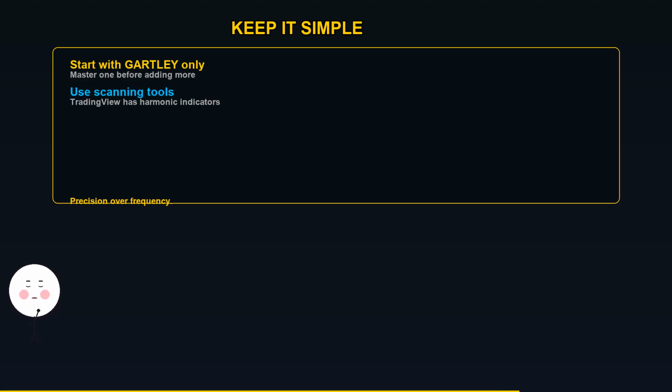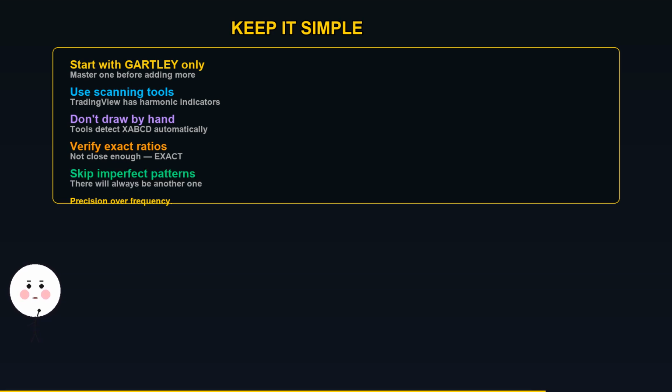Rahul's harmonic approach. Start with Gartley only. Master one pattern before learning others. There are many harmonic patterns. Butterfly, crab, shark, cipher, 5-0. They all look confusing at first. But the Gartley alone can be a complete trading strategy. Use scanning tools to find potential patterns. TradingView has harmonic pattern indicators that automatically detect XABCD structures. Do not draw them by hand. Use tools. Verify the Fibonacci ratios are exact. If they are not exact, skip the trade. There will always be another pattern.